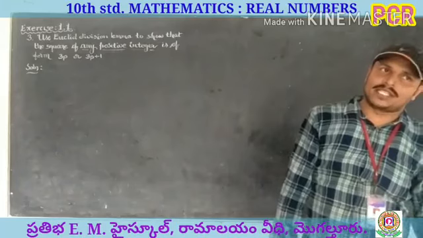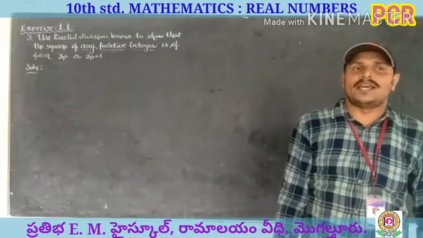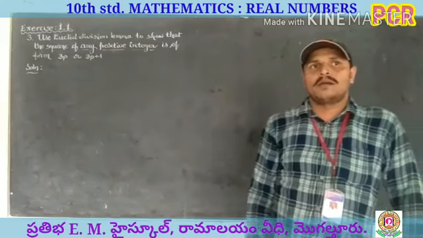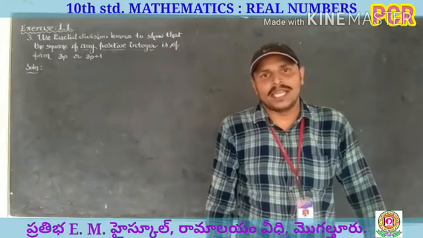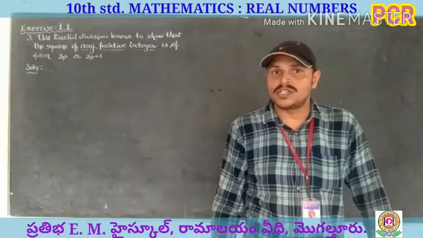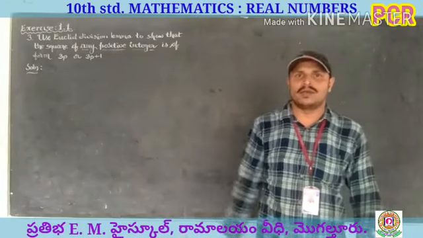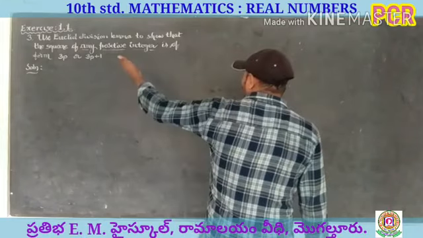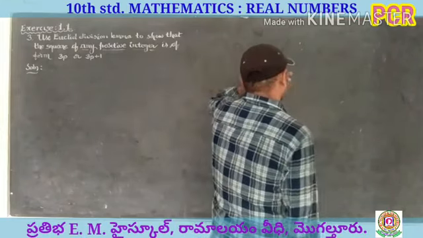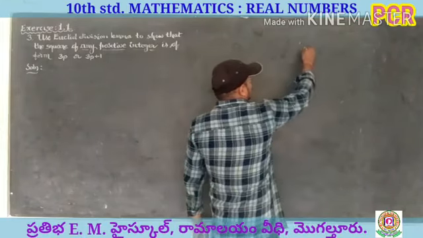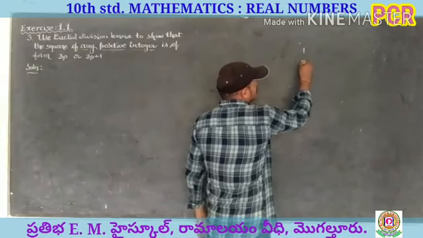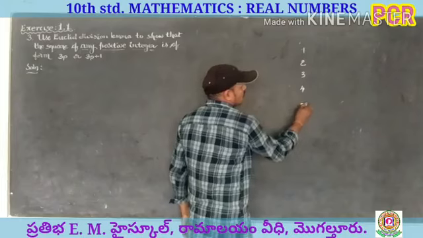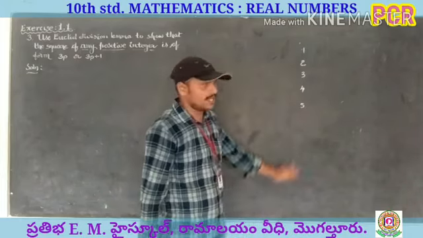Any positive integer, square of any positive integer. It means plus 1, plus 2, plus 3 and so on. These are all positive integers, that means natural numbers. Natural numbers are positive integers. Let's see the square of any positive integer. Positive integers: 1, 2, 3, 4, 5 and so on.